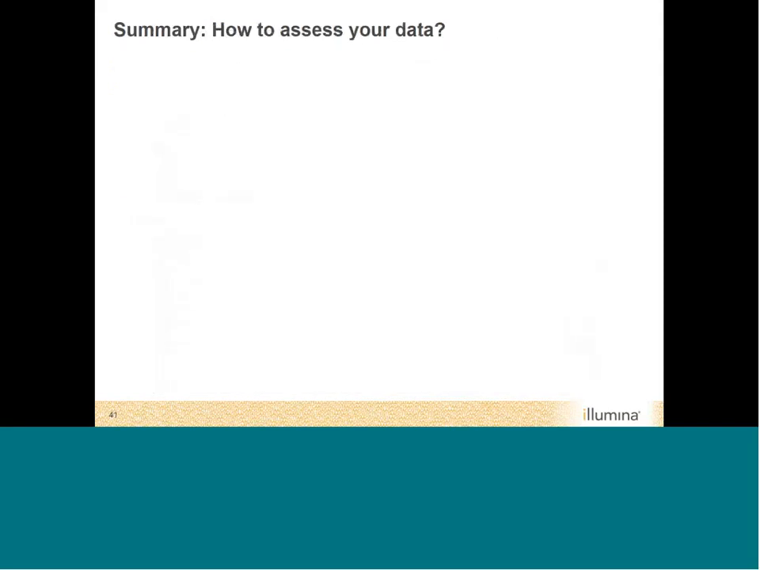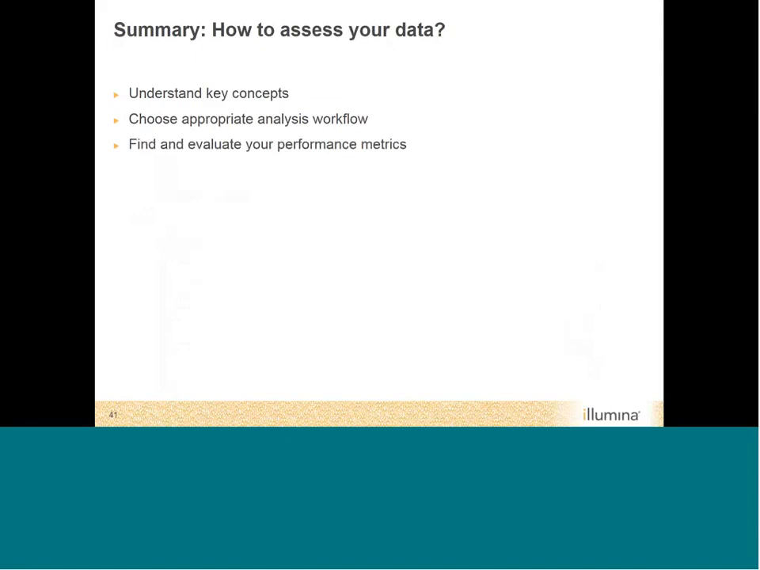Okay, that brings us to the summary for everything that we talked about today. So we talked about key concepts, definitions, terms, what they mean, how we use them. We also talked about choosing the appropriate analysis workflow, the recommendations that we have at Illumina for each of the kits that we provide. Then I've shown you where you can find and how you can evaluate the performance metrics for each kit. And then also how to use the output files to further analyze your data if desired.